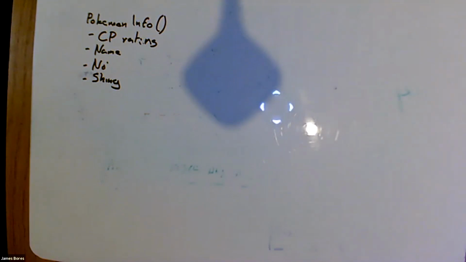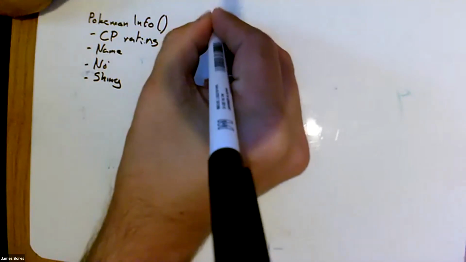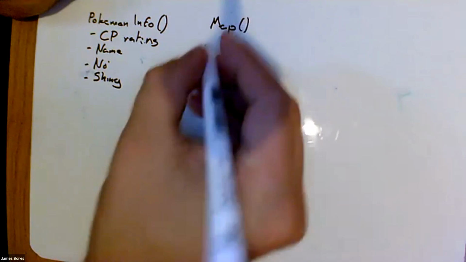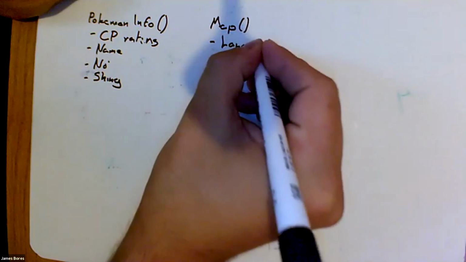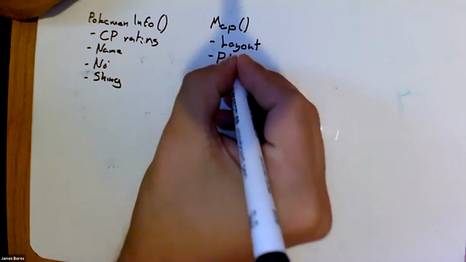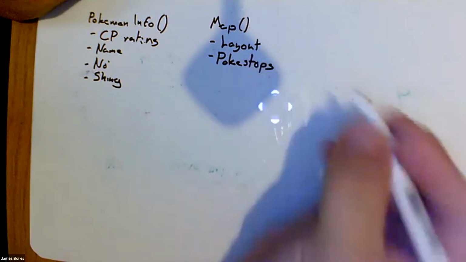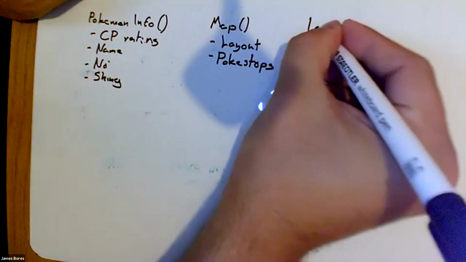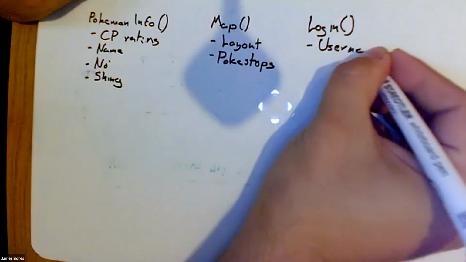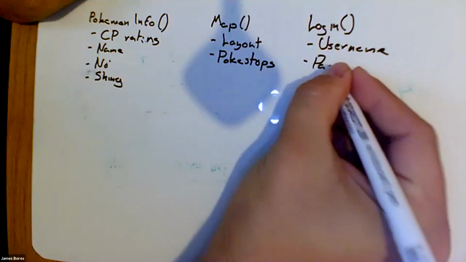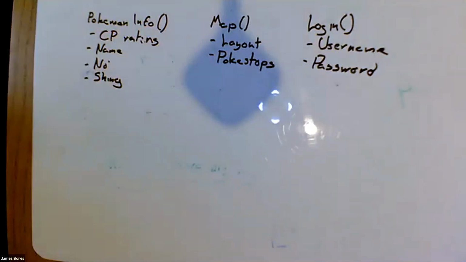And Pokemon info is a method. We'll say it's a call to the backend, and it will be a call to the server backend because it's something that's held on the server. Then we will also have, let's say, map call, and let's have login as well. Obviously, there will be many more calls. This is just a quickly sketched out design. So again, we can apply the same thing to this, and we probably will add some more calls and methods as we go. But let's say that first one, the CP rating.